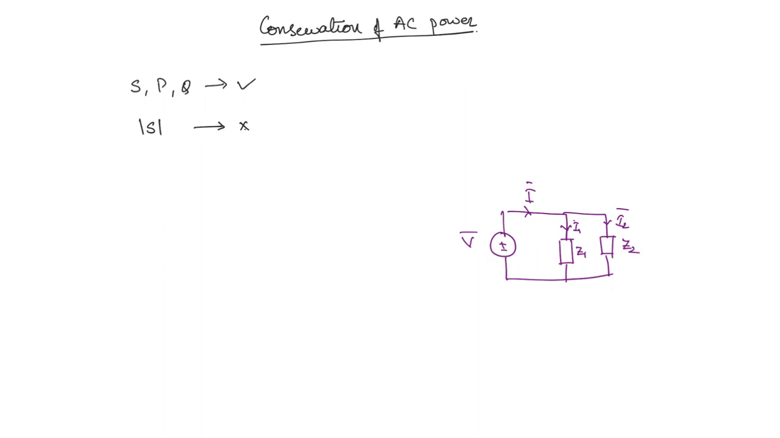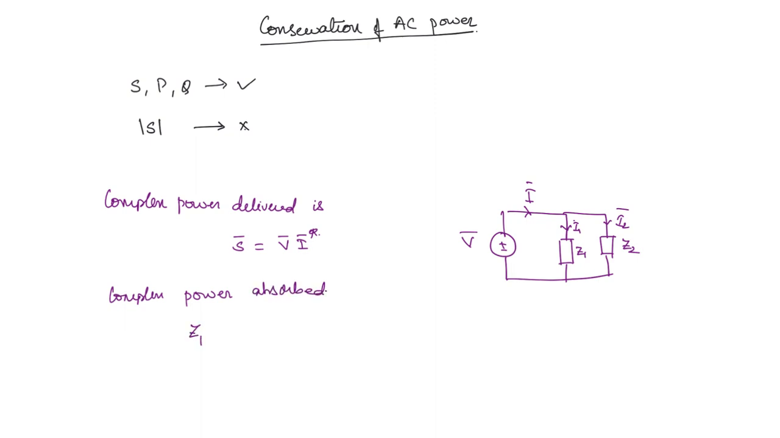So, in this circuit, the complex power delivered is given by S bar is equal to V bar I bar conjugate. Then what is the complex power absorbed by element Z1? This is given by S1 bar is equal to V bar I1 bar conjugate. By Z2 it is S2 bar is equal to V bar I2 bar conjugate.